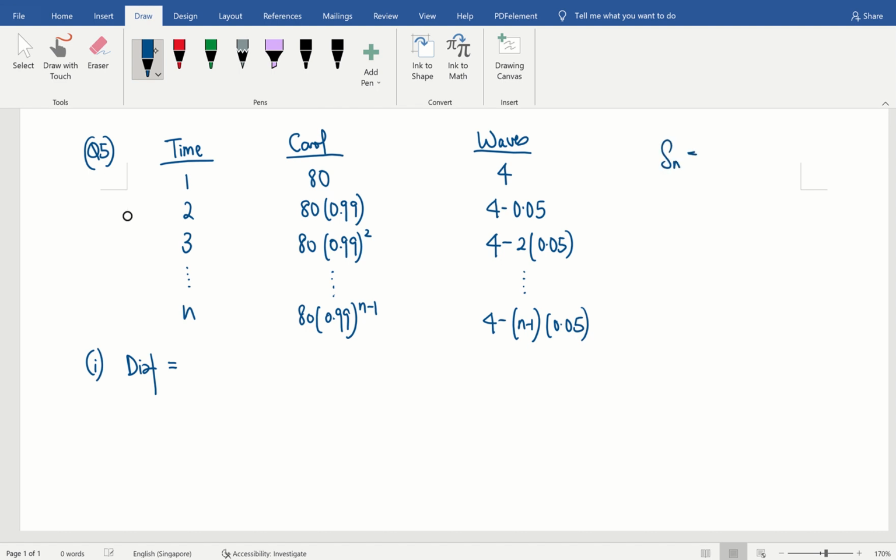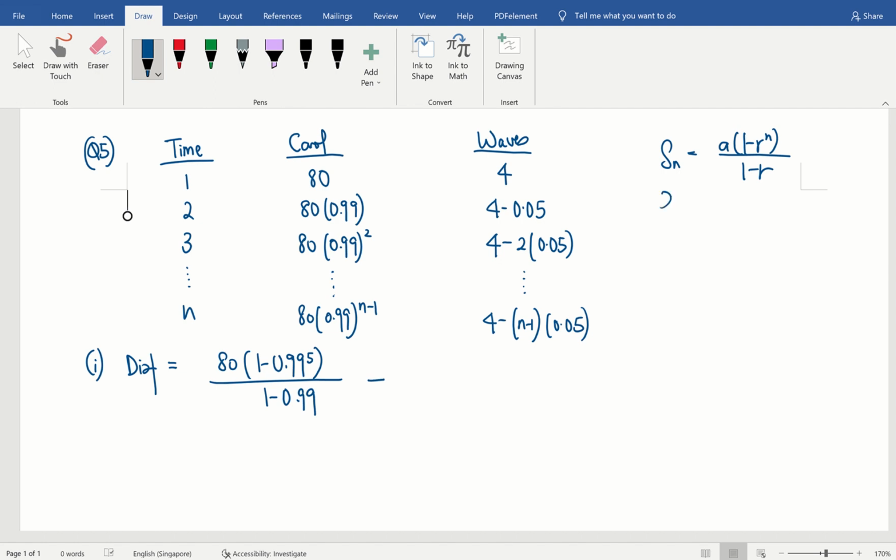So Sn for GP is a times 1 minus r to the n over 1 minus r. So a is 80. Common ratio is 0.99, yes? Number of terms? n is 5, yes. Then divided by 1 minus 0.99. Okay. Then minus your waves.